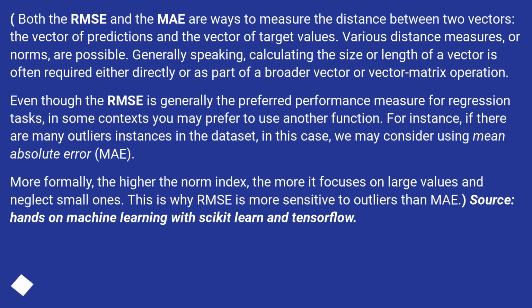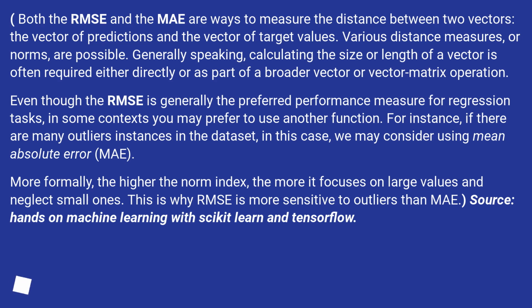Generally speaking, calculating the size or length of a vector is often required either directly or as part of a broader vector or vector matrix operation. Even though the RMSE norm is generally the preferred performance measure for regression tasks, in some contexts you may prefer to use another function. For instance, if there are many outlier instances in the dataset, we may consider using mean absolute error, MAE.